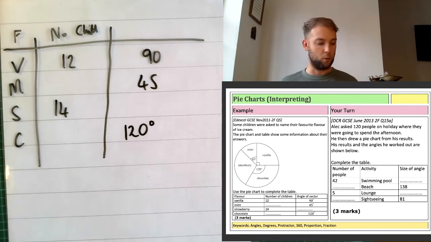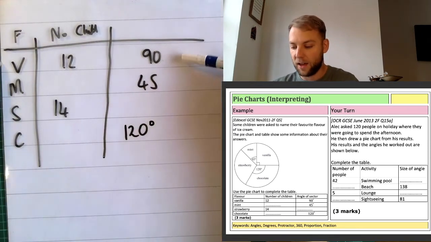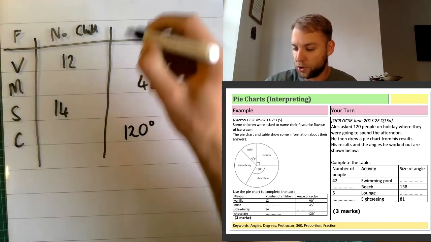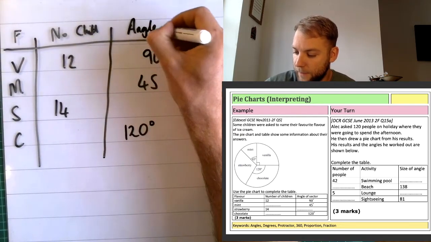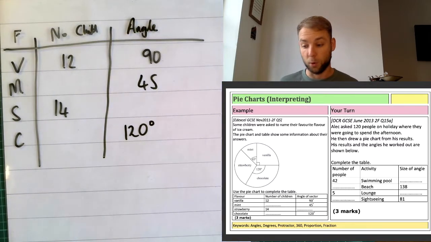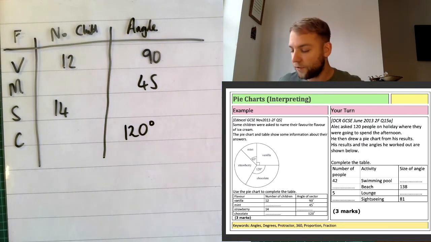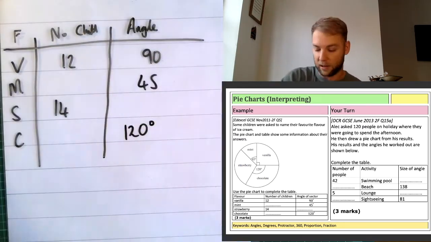Now, with this one, there's a few different ways you can do it. This one here, I think, is probably the easiest one, because everything is in proportion. Sorry, probably should put angle there. Okay, all of these are in proportion. So there's a few different ways you can do it. You can use a calculator. You can use the calculator for this one.